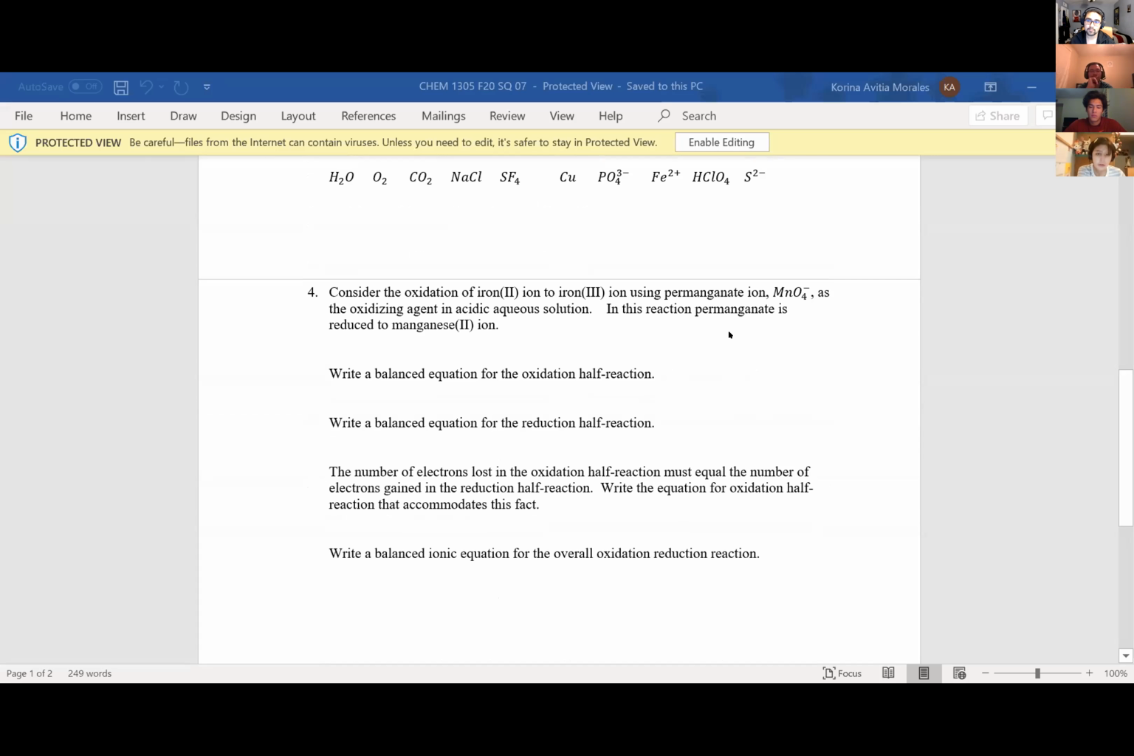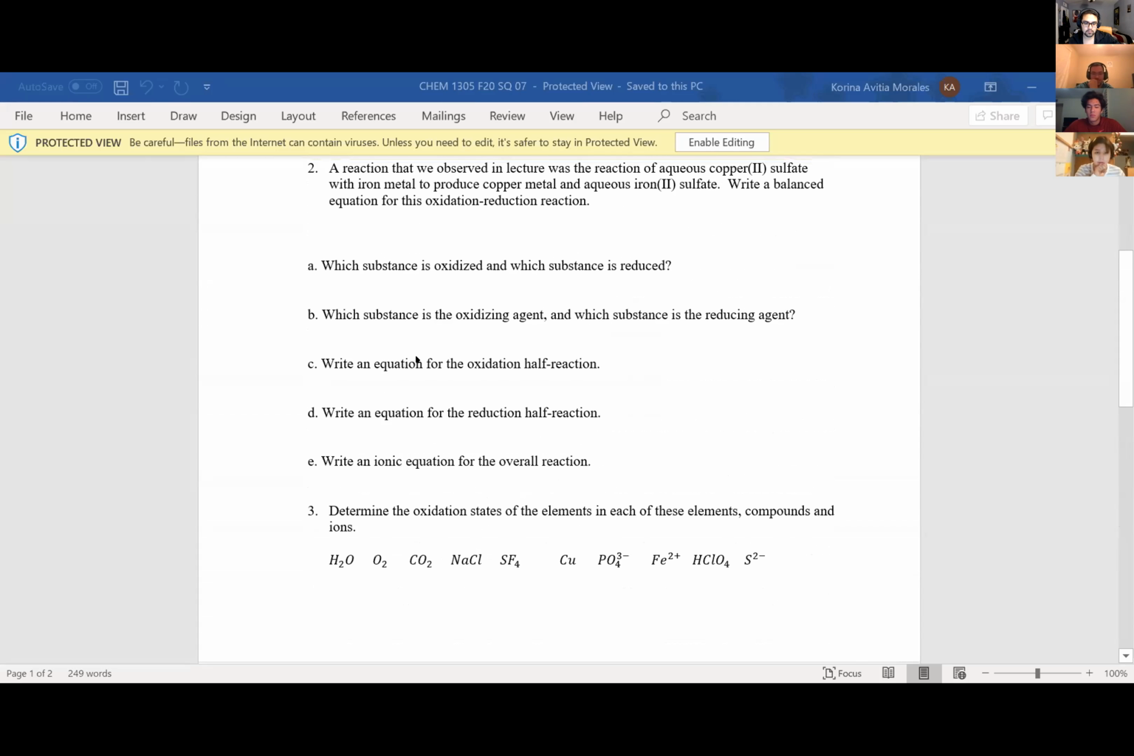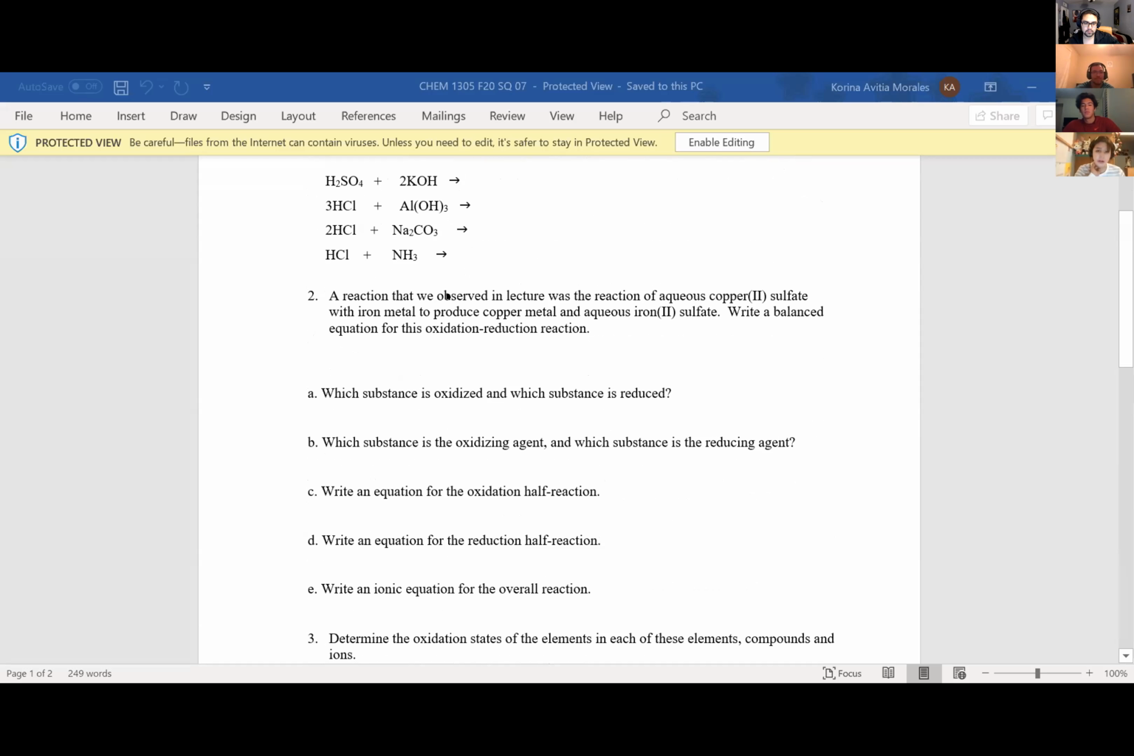Okay, so here we have an example, which is to consider the oxidation. We did that one already. Oh, you guys did that one. Maybe number 3 or 2. Yes, 2 is good. I actually like to use this one in my workshop.